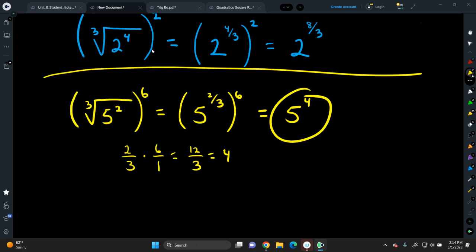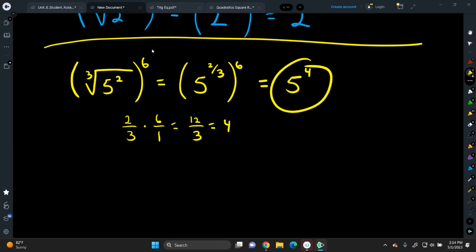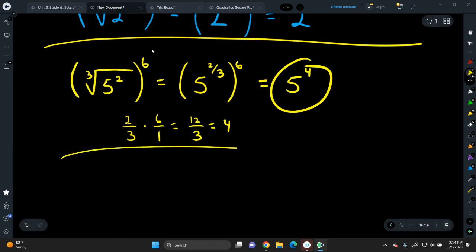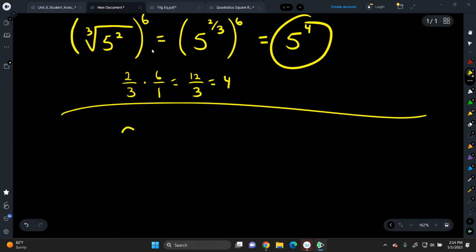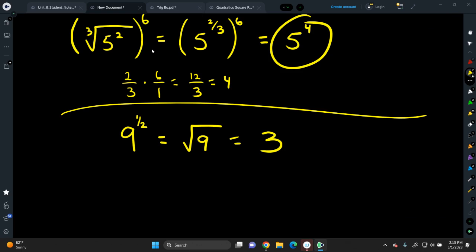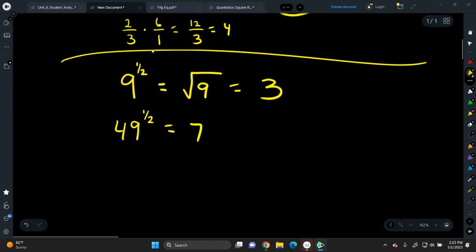Okay. So anytime I see something to the 1/2 power, what does that mean? Square root. So this is the square root of 9, which is 3. How about 49 to the 1/2? What's that? 7. Okay.